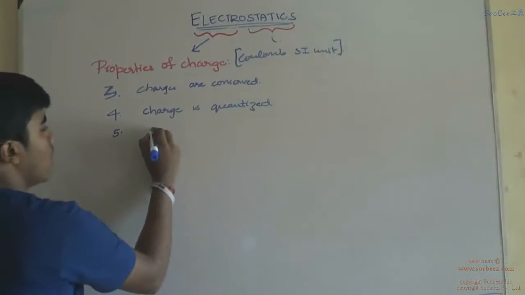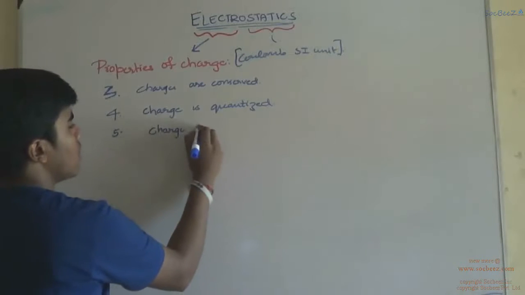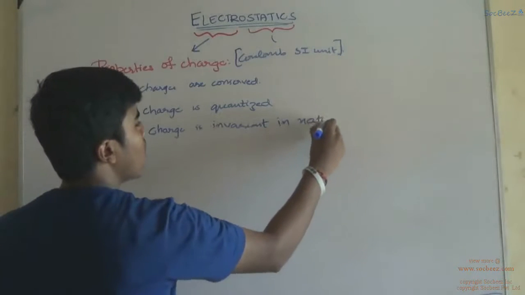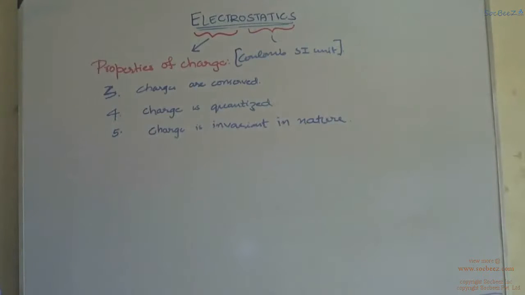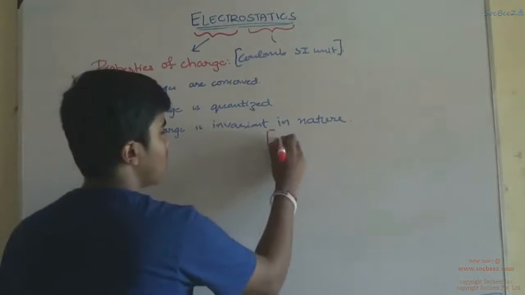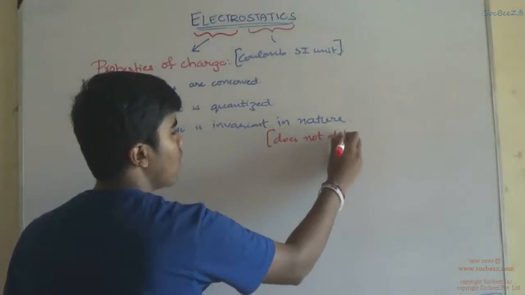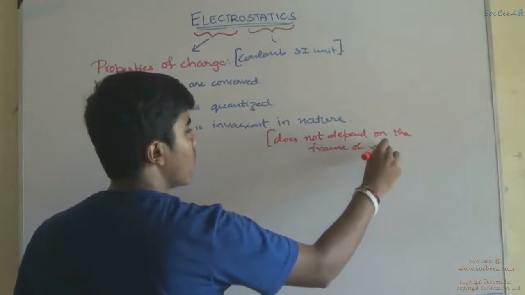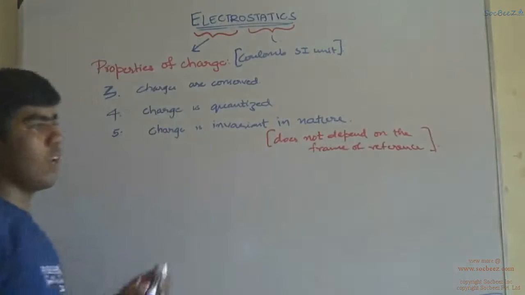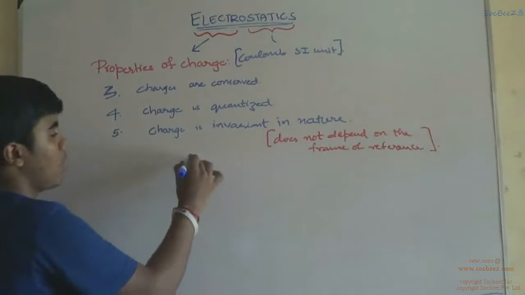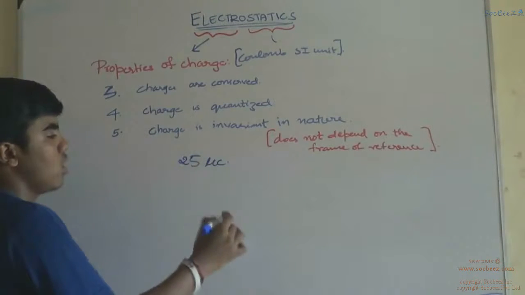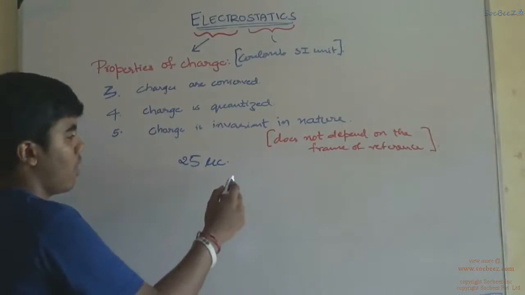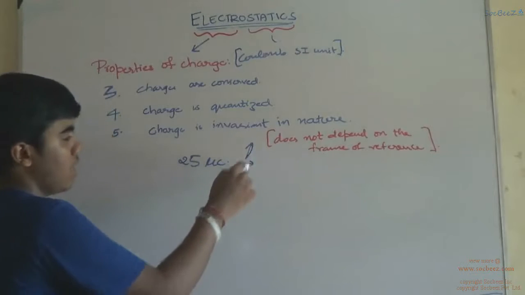The next property being, charge is invariant in nature. That is, it does not depend on the frame of reference. Suppose from a particular frame of reference we say that the charge on a particular body is 25 microcoulomb. So if you go to some other place, it will not happen that the charge becomes something else, say 30 coulomb or some different number. It still remains the same.